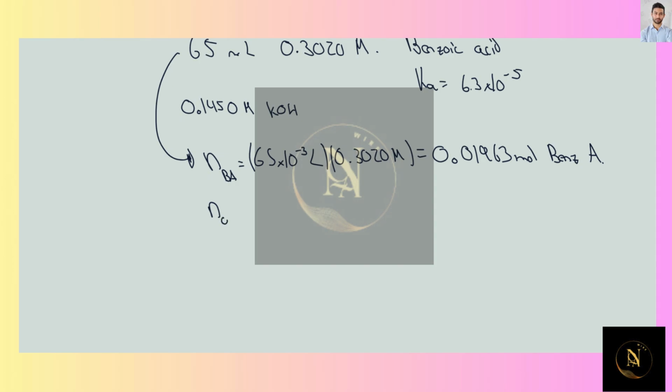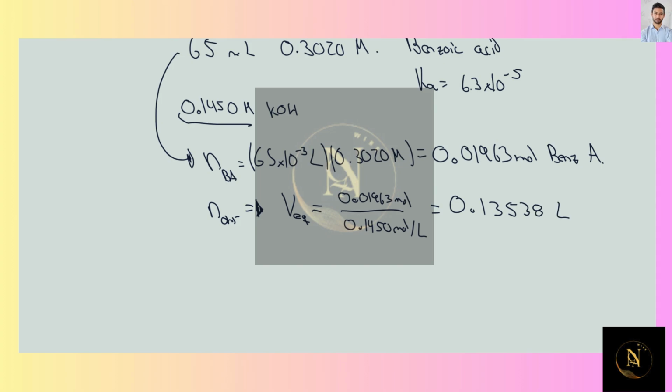Now we know that we need to add the same amount of OH minus to reach the equivalence point. So the volume required of addition at the equivalence point would be equal to the amount of mole, 0.01963 mole, divided by the concentration of the hydroxide, 0.1450 mole per liter, which is going to give us 0.13538 liters that we need to add in order to reach the equivalence point.